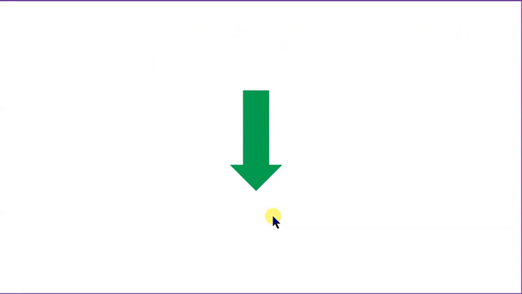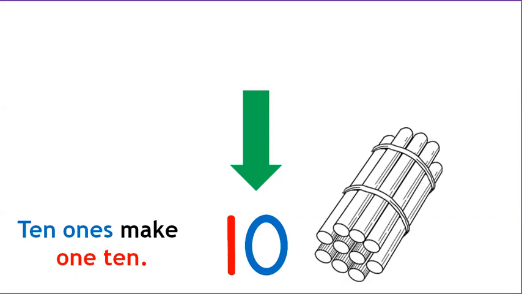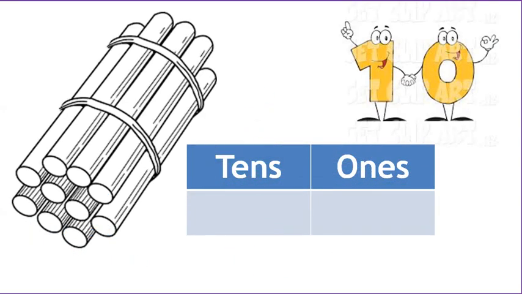They are 10 ones. You know, 10 ones make 1 ten. Yes, 10 ones make 1 ten. Remember, 10 ones make 1 ten. How many tens in 10? 1. How many ones? No ones. 0. 0 means nothing.